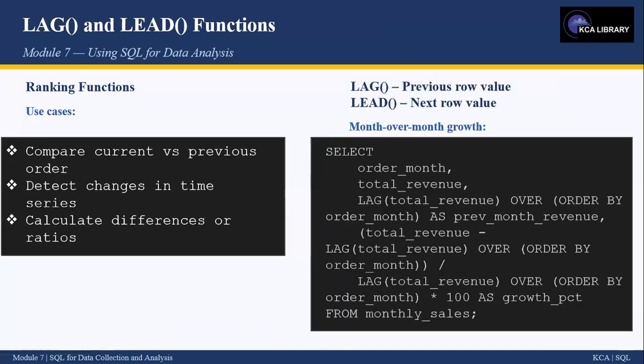LAG and LEAD functions. LAG and LEAD functions are extremely useful for time series and comparative analysis. LAG returns the value from the previous row, while LEAD returns the value from the next row. Here is a practical month-over-month growth calculation from your monthly sales.